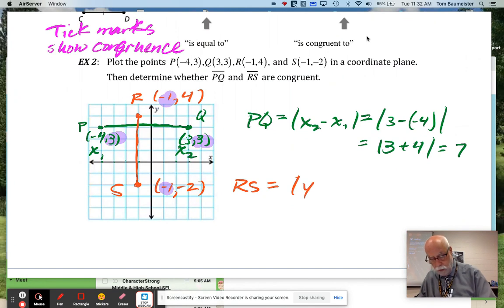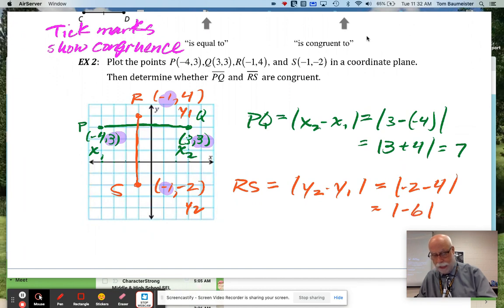So y2 minus y1. And again, let's just go ahead and label them. So I'm going to label this one here as my y2. And this here would be my y1. So according to what I have, I'm going to have -2 minus 4, which is the absolute value of -6. And again, since it's -6, the absolute value makes it positive.